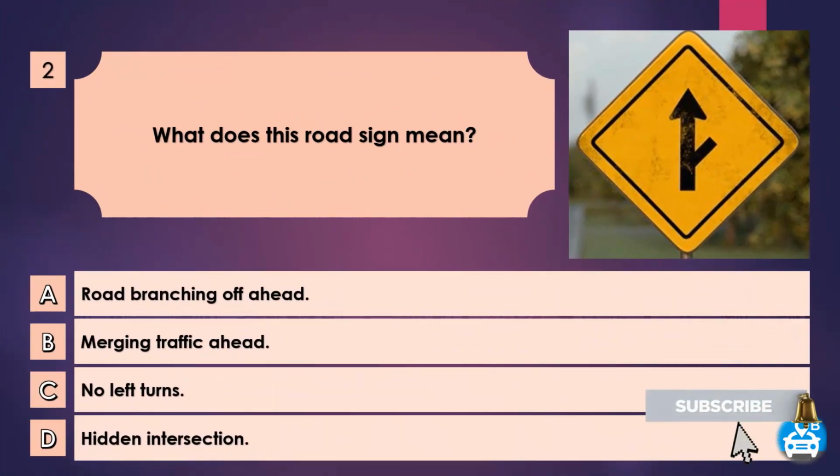What does this road sign mean? A. Road branching off ahead. B. Merging traffic ahead. C. No left turns. D. Hidden intersection.